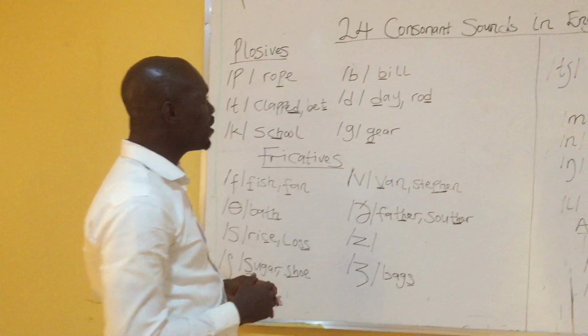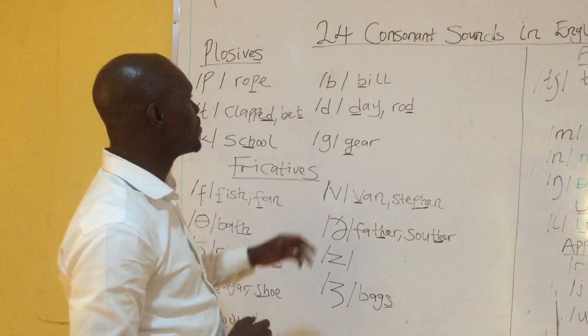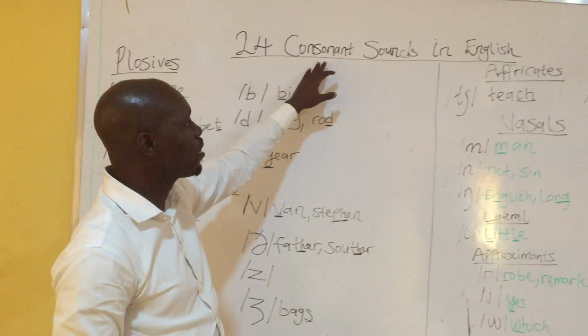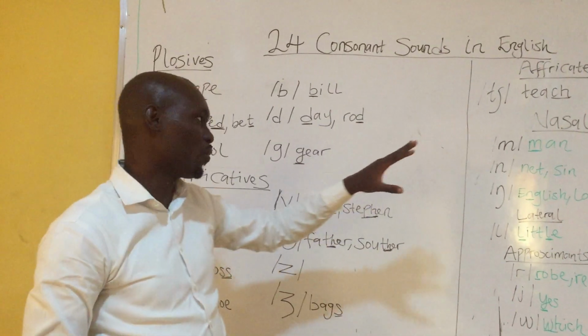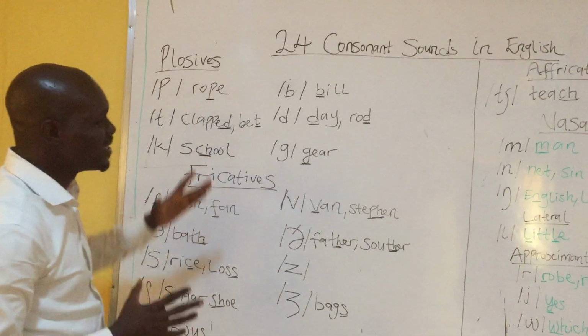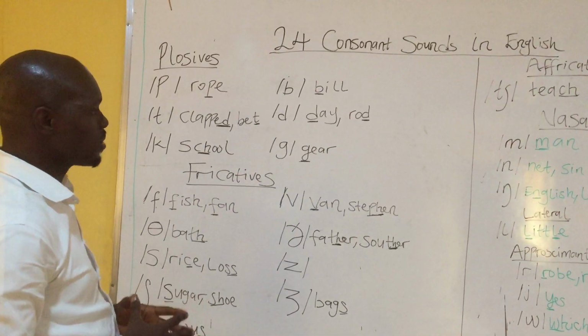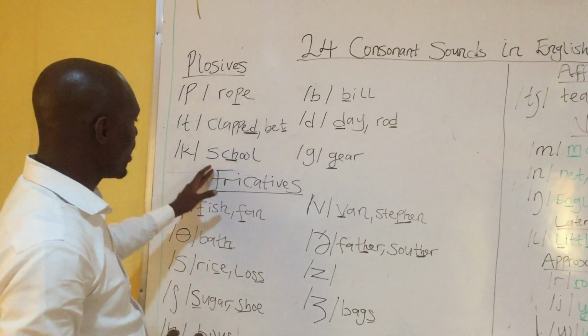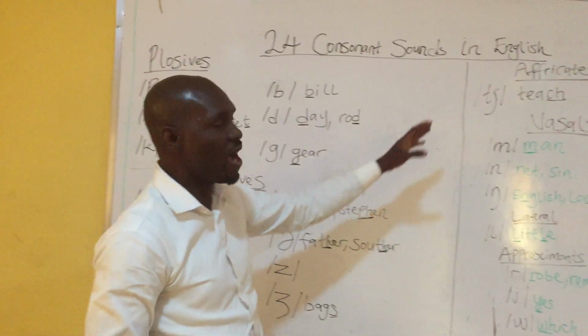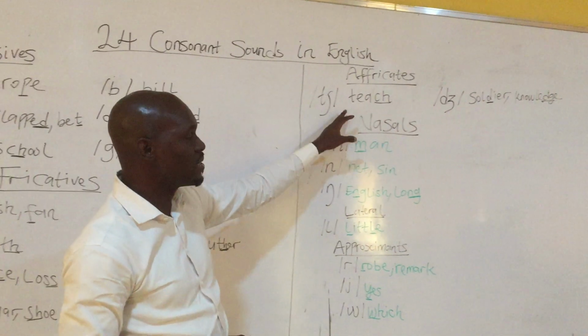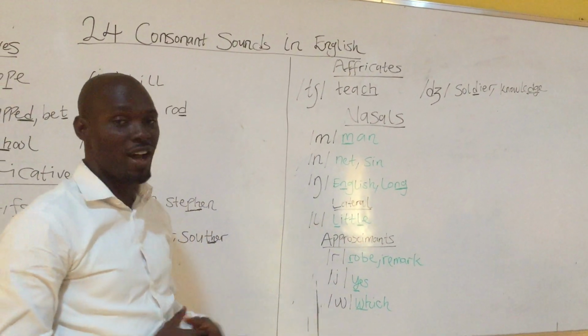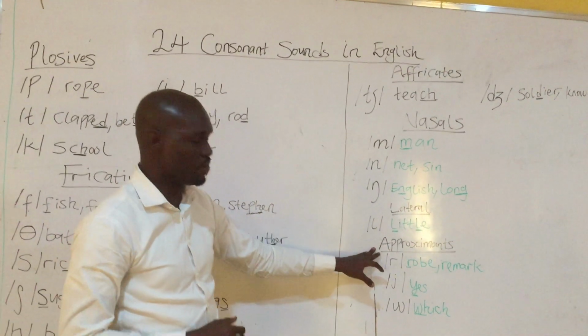So to start with these consonant sounds, we have 24 consonant sounds in English language, and they can be divided into 6 parts. We have the plosives, we have the fricatives, we have the affricates, we have the nasals, we have the laterals, and finally we have the approximants.